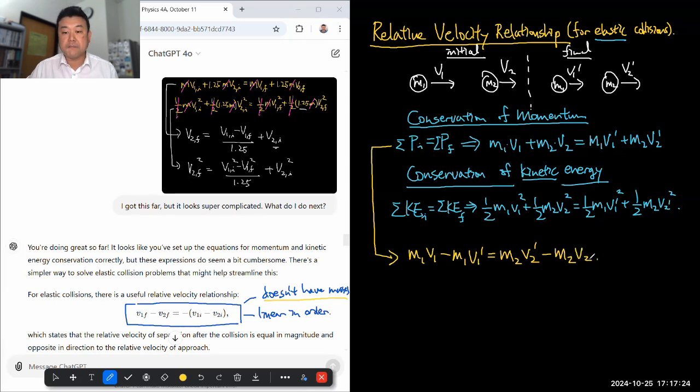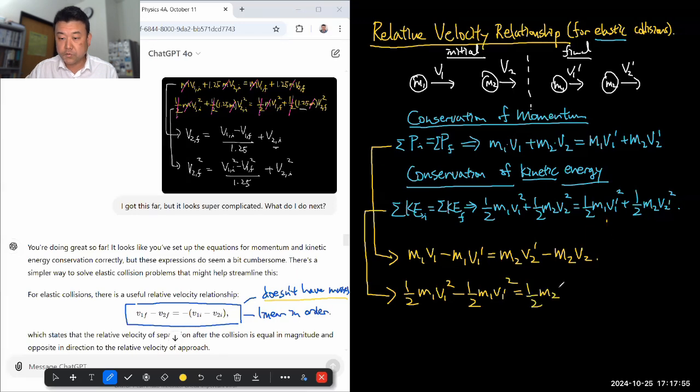All right. And let me do the same thing with the kinetic energy expression. I'm going to collect all the m1 terms on the left-hand side, all the m2 terms on the right-hand side. So 1 half m1 v1 squared minus 1 half m1 v1 prime squared, having moved that over. And on the right-hand side, I have 1 half m2 v2 prime squared, and from having moved this over, minus 1 half m2 v2 squared.